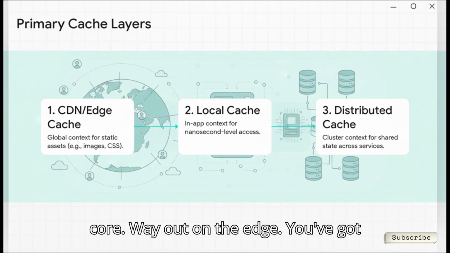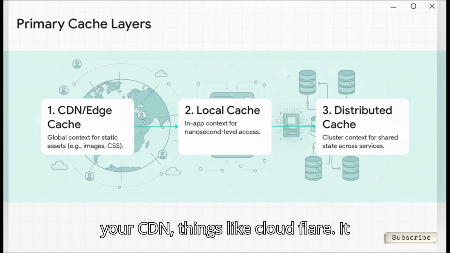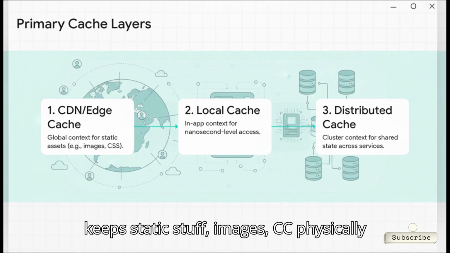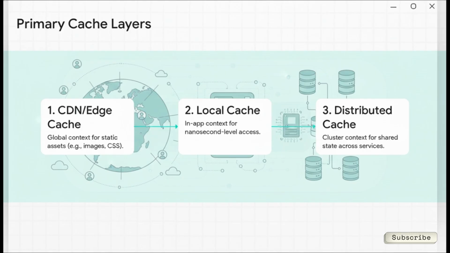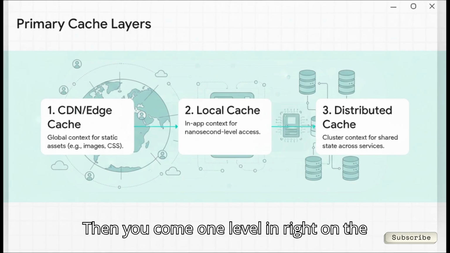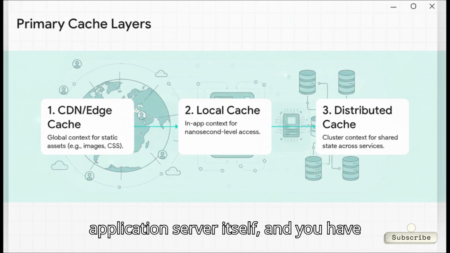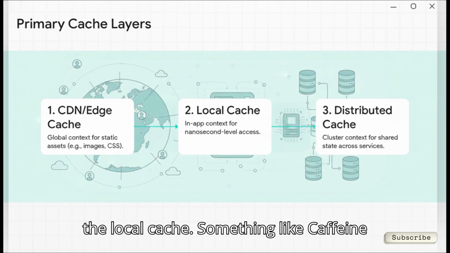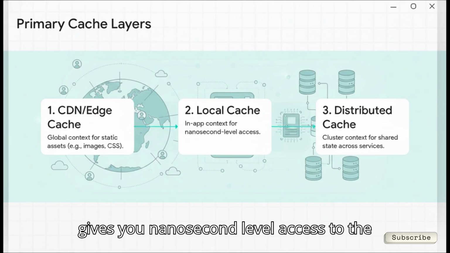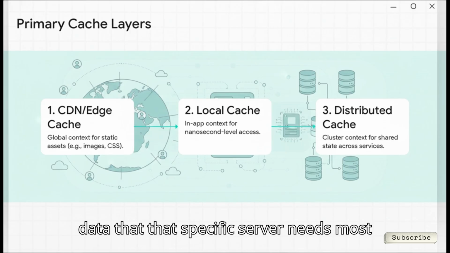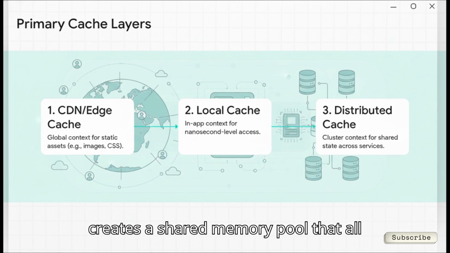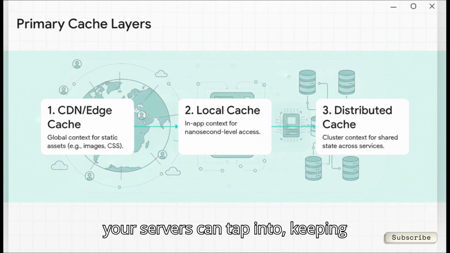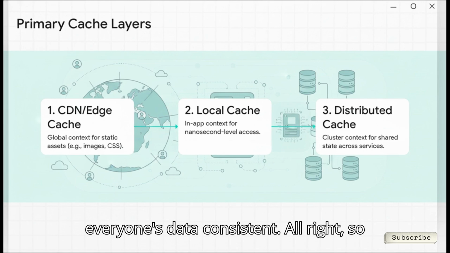Way out on the edge, you've got your CDN, things like Cloudflare. It keeps static stuff, images, CSS, physically close to your users all over the world. Then you come one level in, right on the application server itself, and you have the local cache. Something like Caffeine gives you nanosecond-level access to the data that specific server needs most often. And finally, you have the distributed cache, like Redis, which creates a shared memory pool that all your servers can tap into, keeping everyone's data consistent.